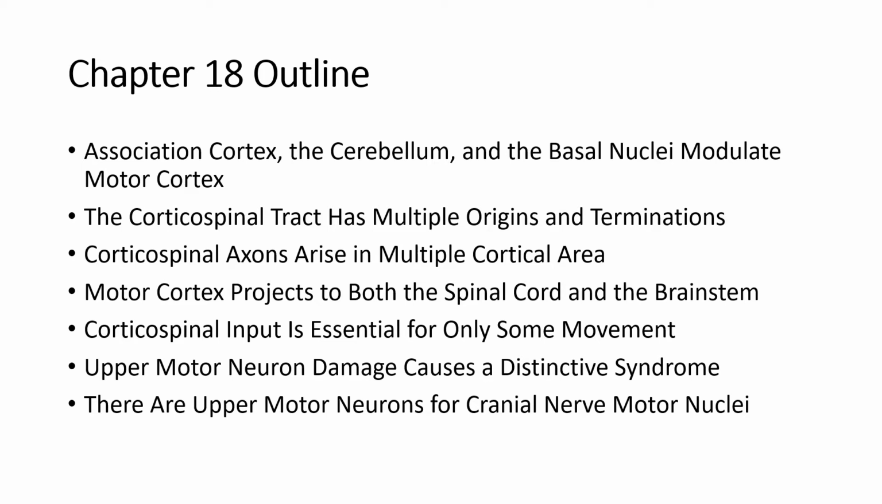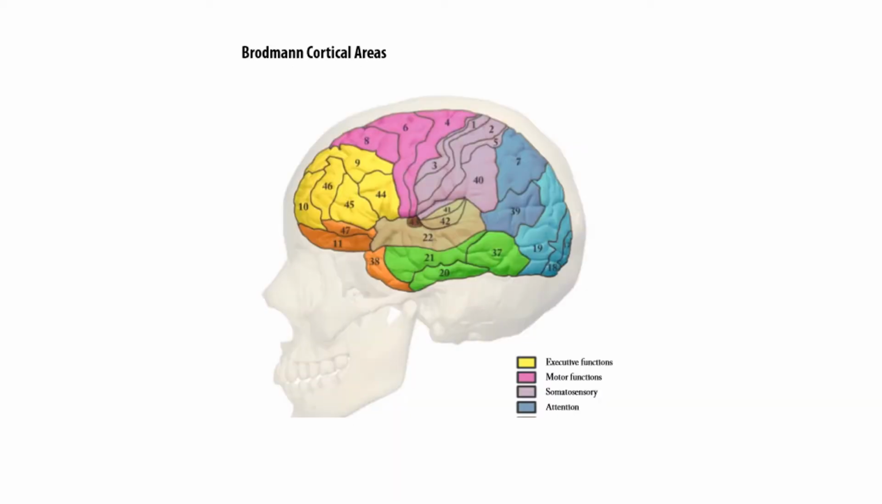So descending from the cortex to the spinal cord, and then synapsing for our alpha motor neurons out to create movement in our muscles. So corticospinal tract has multiple origins and terminations. Corticospinal axons arise in multiple cortical areas. Think about homunculus man. It has a sensory and a motor component. Corticospinal input is essential for only some movement. Upper motor neuron damage causes a distinctive syndrome, and there are upper motor neurons for cranial nerve motor nuclei as well.